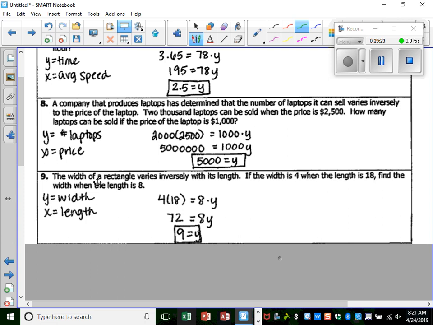It says the width of a rectangle varies inversely with its length. So y is width, x is length. If the width is 4 when the length is 18, 4 times 18, find the width, so find y when the length is 8, so 8y. Divide by 8, you get 9.